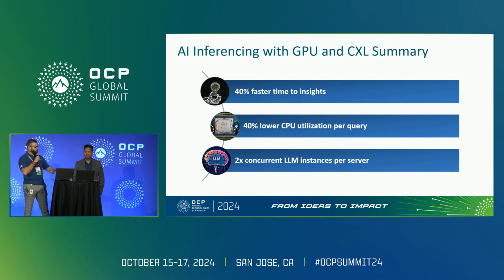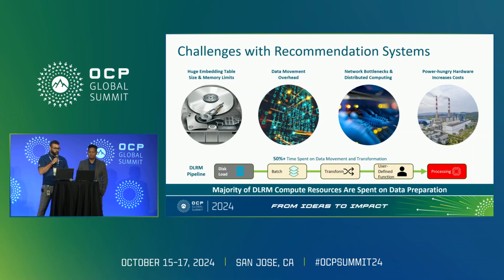So another example of these AI inferencing workloads are DLRMs, or deep learning recommendation models, typically used in many applications, just like Michael mentioned in the very beginning, Netflix, Google, and others. Now, some of the challenges that these applications have are, from left to right, large or huge data sets and huge matrix tables.